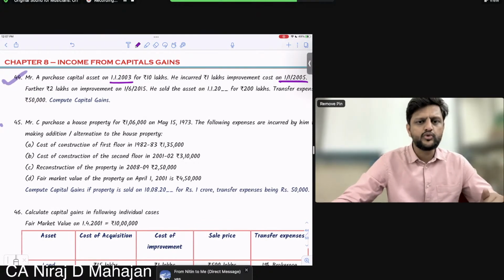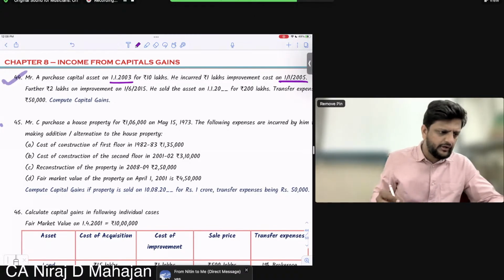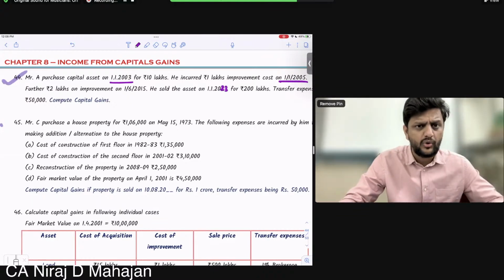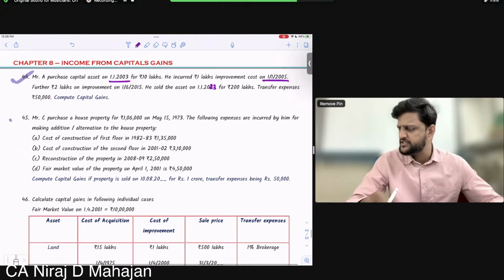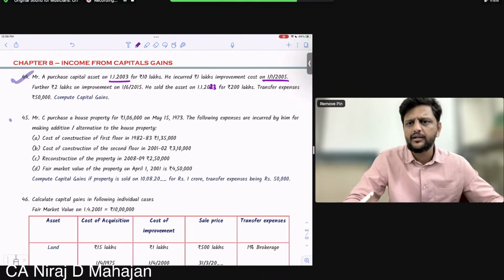Further, rupees 2 lakhs again on improvement, bacho, on 1/6/15. So 3 different dates now. He sold the asset in the current year on 1/1/23 for rupees 200 lakhs, 2 crore, my goodness, okay. Transfer expenses were only rupees 50,000. Right everybody? Compute capital gains.